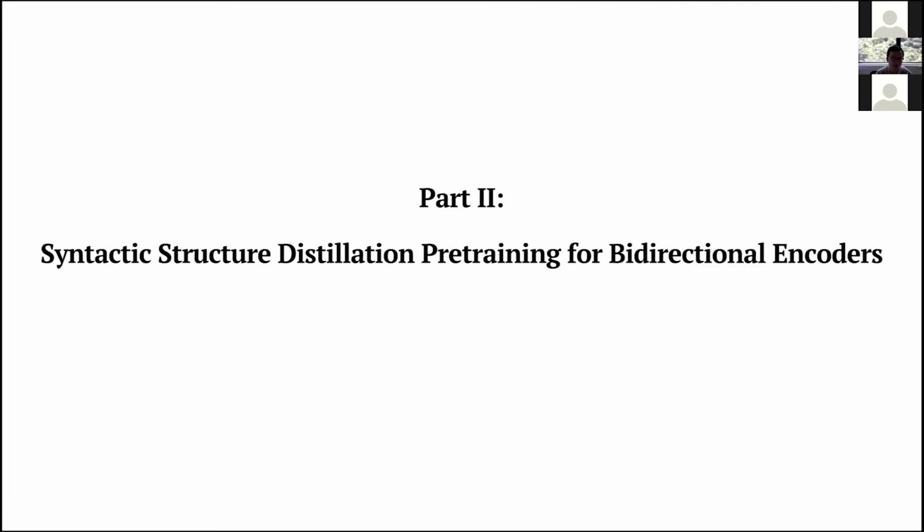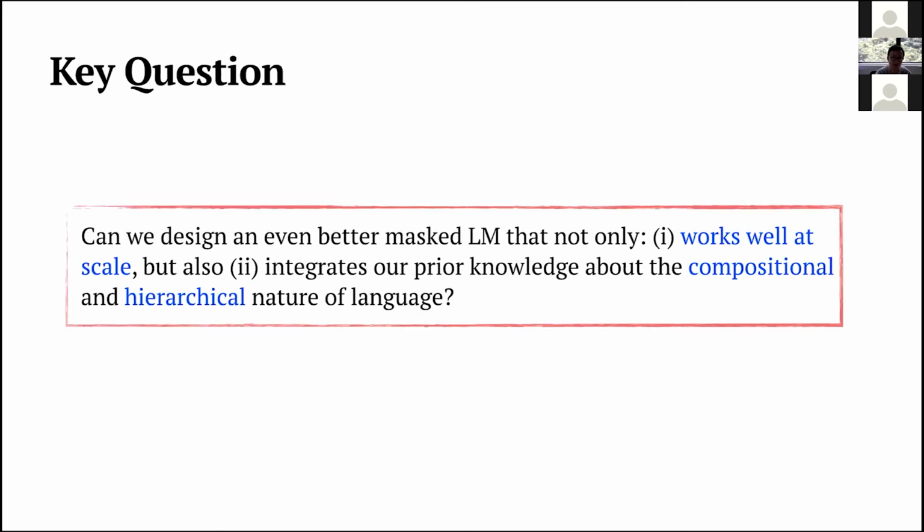So in part 2, we want to talk about syntactic structure distillation pre-training for bidirectional encoders. In this, the key question we want to ask is, can we design an even better masked language model that not only works well at scale, but also integrates our prior knowledge about compositionality of natural language?